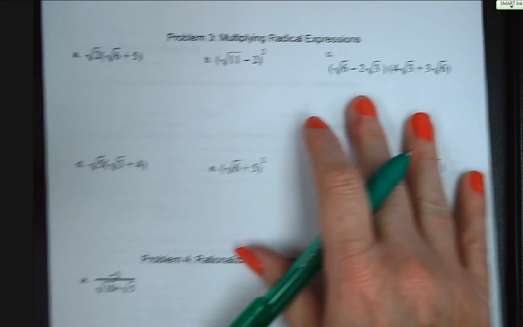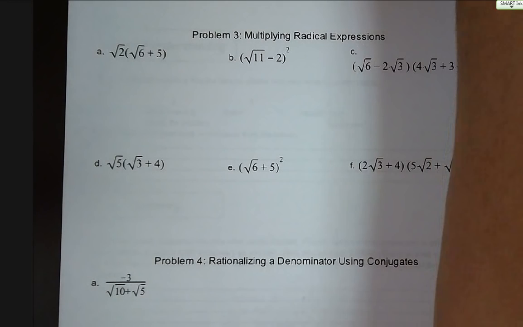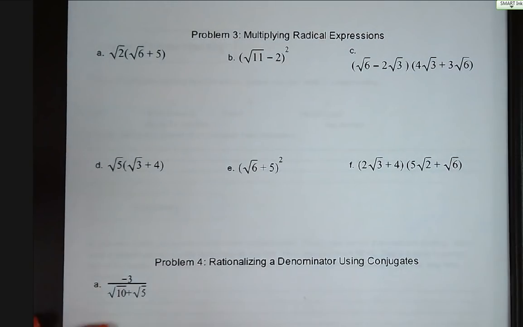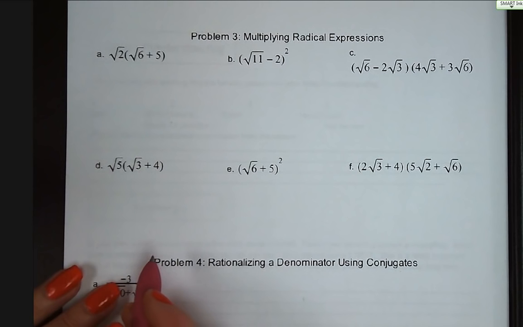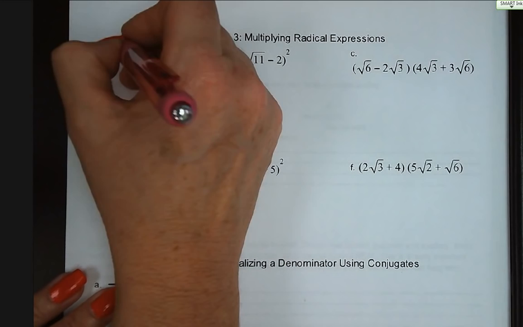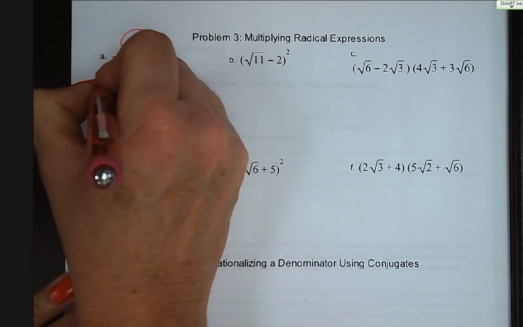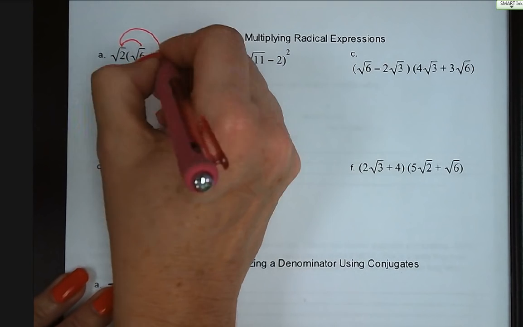Problem 3, multiplying radical expressions. Yay! All right. So, first thing we need to do for letter A is the distributive property. Square root of 2 times the square root of 6 is going to be the square root of 12. And the square root of 2 times 5 is 5 square root of 2.